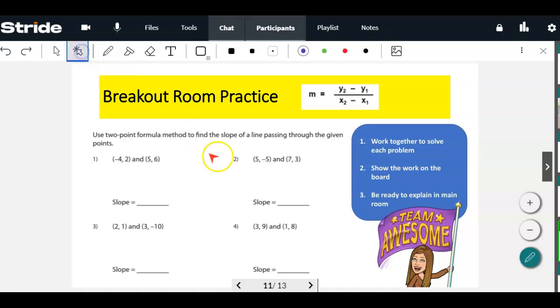All right, so we're not doing a breakout room in the recording, but if you're in class doing this, you will be doing a breakout room. So let's just do a few more. I don't think we're going to do all these, but you can pause and practice, and we'll do a couple.